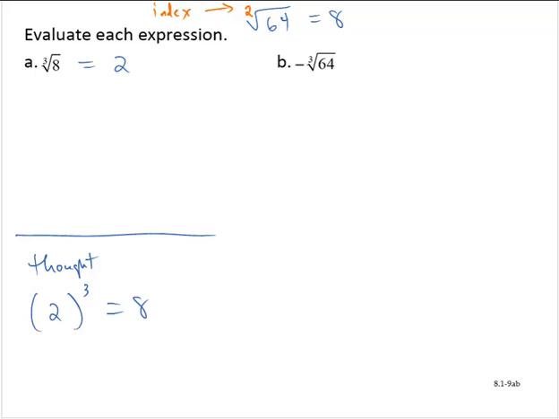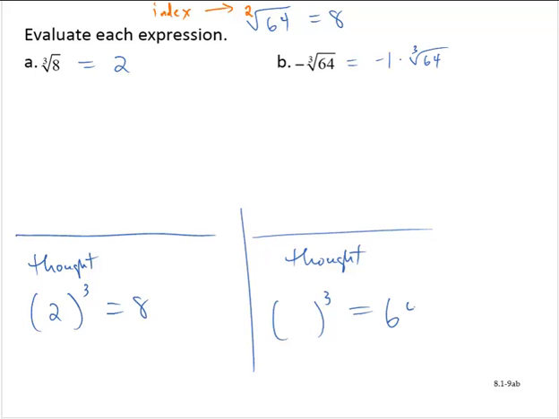The opposite of the cube root of 64. Again, we can think of this as negative 1 times the cube root of 64. Now, again, what's my thought? Is there a number cubed that yields 64? I run through some numbers and I remember that 4 times 4 is 16 and 16 times 4 is 64. So 4 cubed is 64. So then the cube root of 64 is 4. So I now have negative 1 times 4, which is negative 4.